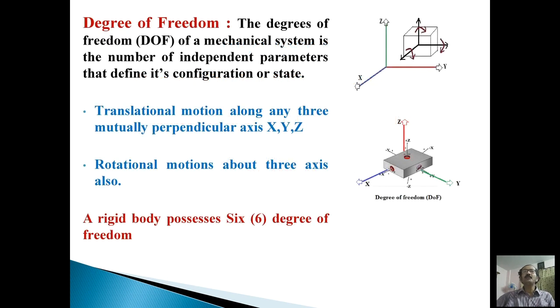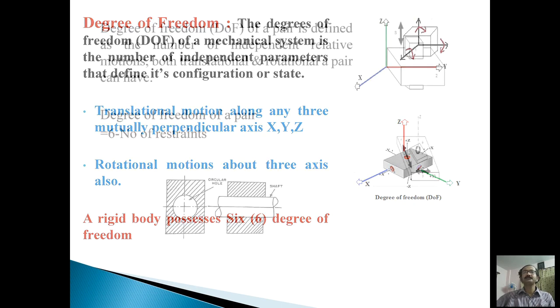The degree of freedom of a mechanical system is the number of independent parameters that define its configuration or state. Translational motion along any three mutually perpendicular axes, that is x, y and z, and rotational motion about three axes also. A rigid body possesses 6 degrees of freedom.